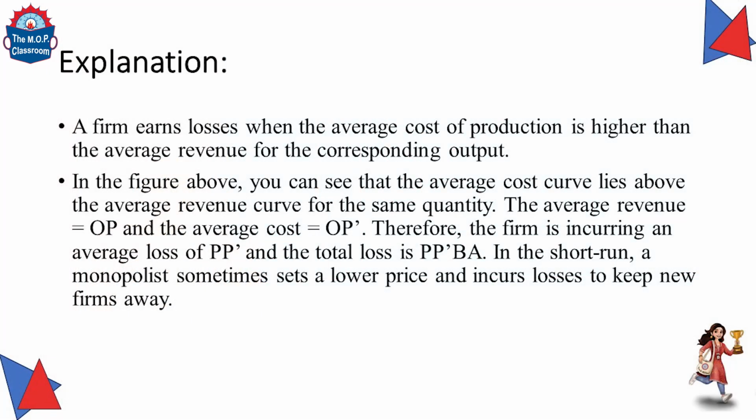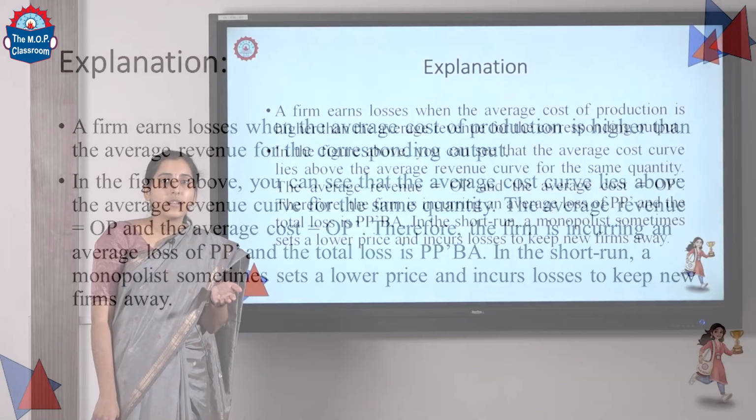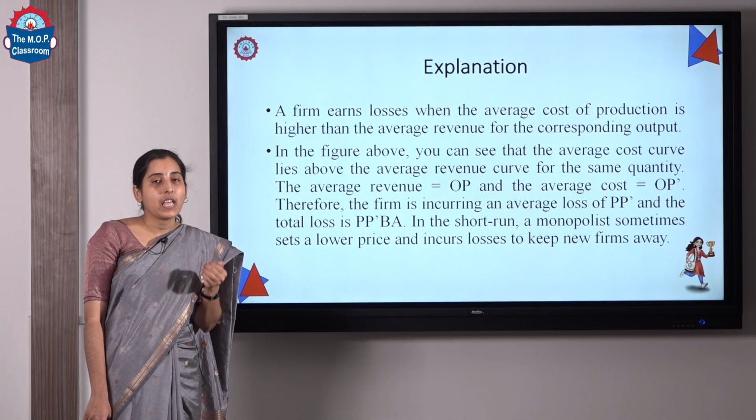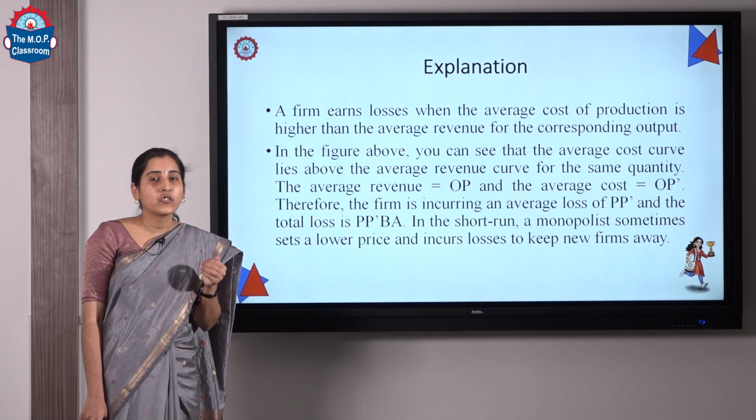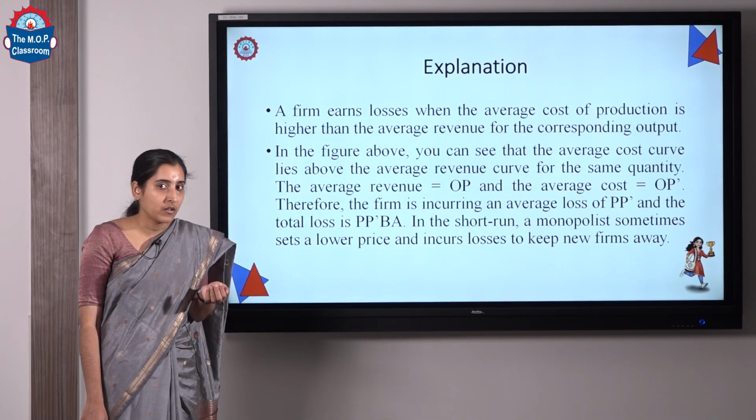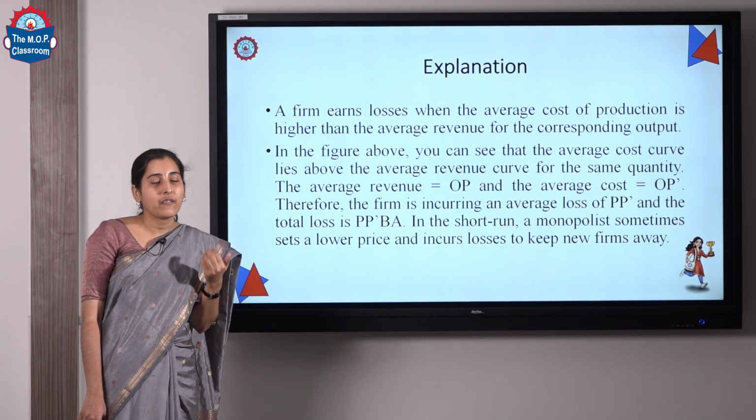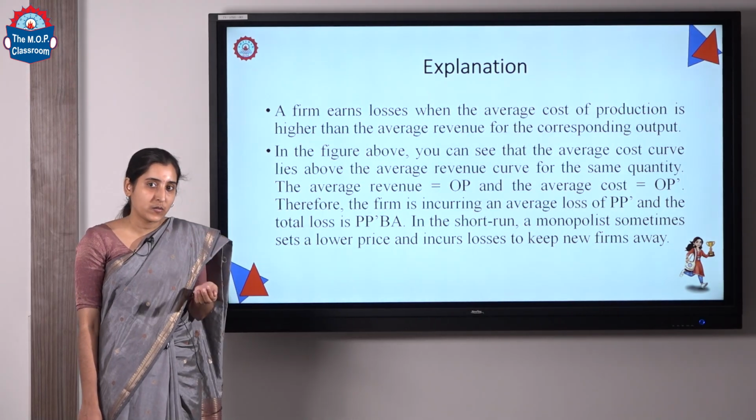This is only in the situation of short run equilibrium. When you talk about the long run equilibrium, all the AC, AR, MC and MR curves should be equal in the long run equilibrium. For that, we will have a detailed explanation in the next videos.